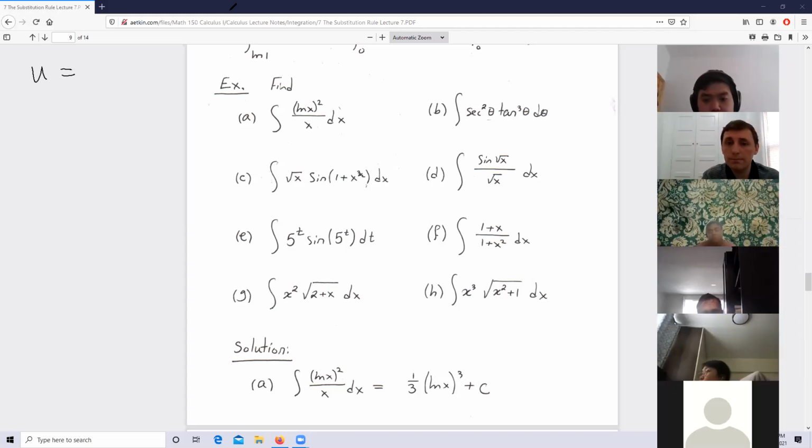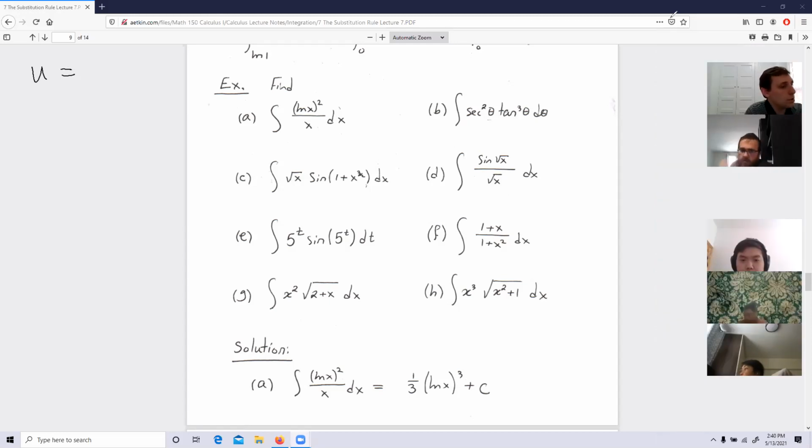U would be what? Yeah. Good. The entire thing, guys, not just root of that. Because U is what I try to make a whole. I don't want to see the fraction, right? I don't want to see the 1/2 power. So I make U the entire thing. U is root of 2 plus x.